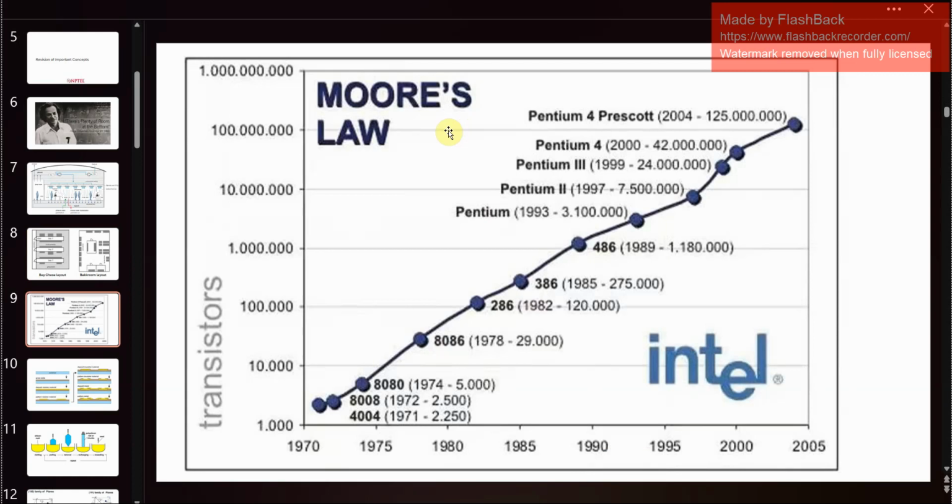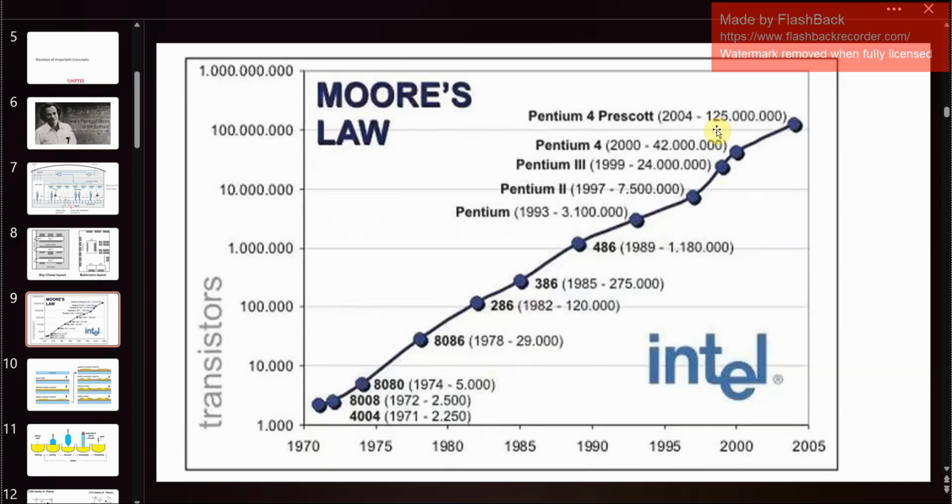Basically, Moore's law is a very important law when it comes to MEMS. It says that the number of transistors per square micrometer will double every 2 years. It's a very simple law, and here we have found out how Moore's law has worked in terms of Intel processors.